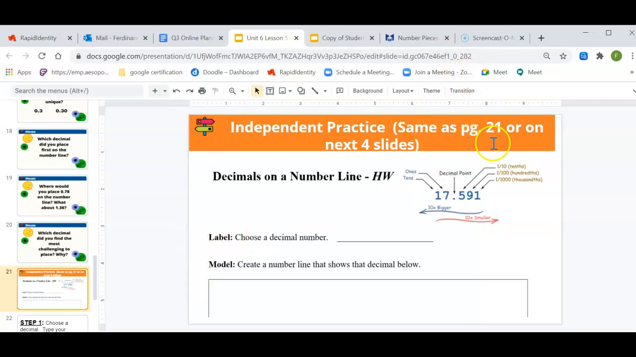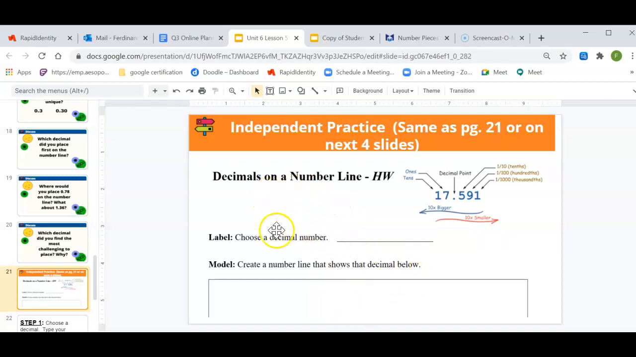If you decide to do them in your binder, remember, in order for your teacher to be able to see your work, you have to take a picture of it and insert it into the slides. For this one, the title is Decimals on a Number Line. The label says: choose a decimal number, create a number line that shows the decimal below.